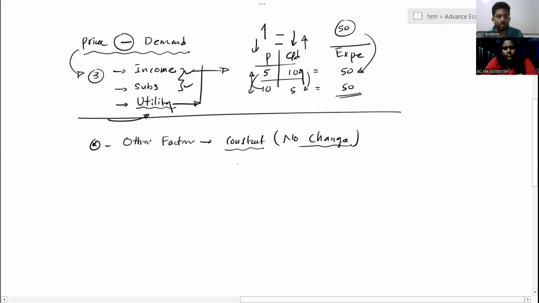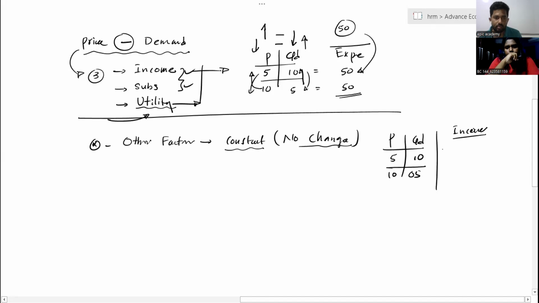Why are we going to assume something like that? Because, as an example, we already discussed that the price of the commodity is 5 rupees and quantity demanded is just 10. And they increase the price of the selected commodity to 10. What will happen to the quantity demanded? It reduces to 5. This is the example. So just consider the income of the consumer, which is related to the other factors.